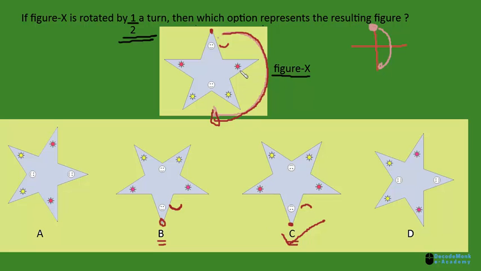Now also check whether these stars, red stars and the yellow stars, are in the correct position. Yes, these yellow stars and the pink stars are in the correct position. The only difference between option B and option C is the face of the smiley. So first of all, we eliminated A and D, and out of B and C, we have found correctly that option C is the right resulting figure if the test figure is turned 1 by 2 of a turn. So for such type of question, you need a good observation skill and a lot of practice.